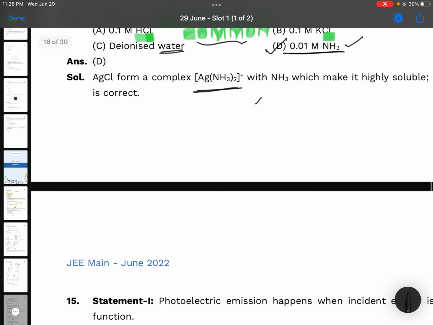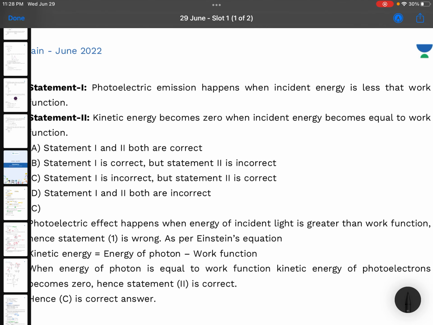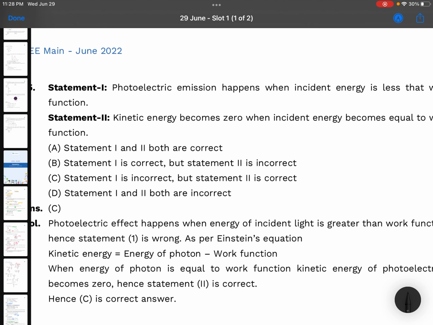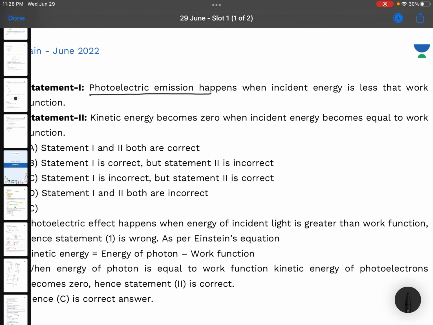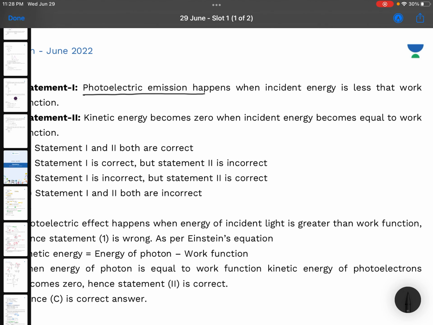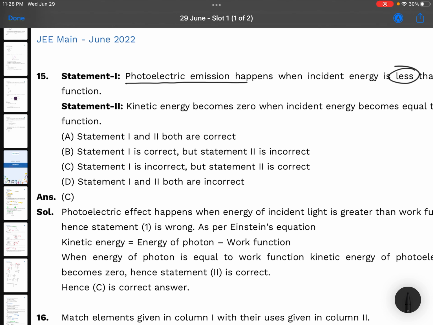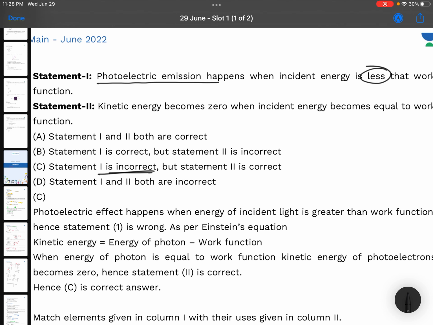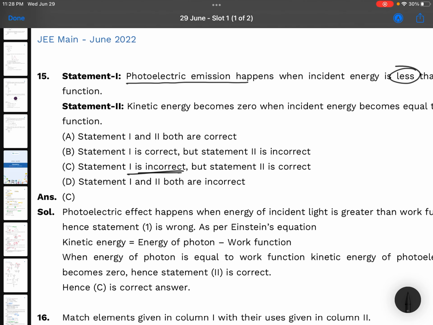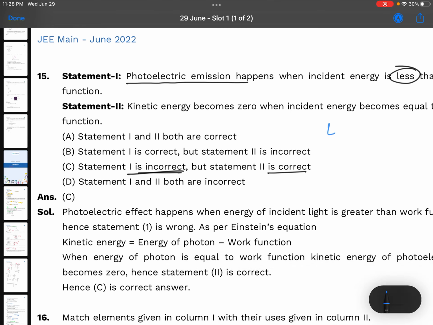Okay. 14, we came to 15. Photoelectric emission happens when incident energy is less than that of work function. No. Photoelectric emission takes place only when incident energy is more than the work function, not less. It should be more. So statement 1 is incorrect. Kinetic energy becomes 0 when incident radiation exactly becomes equal to work function. So this is right statement. You know about photoelectric effect now? E is equal to W plus KE.